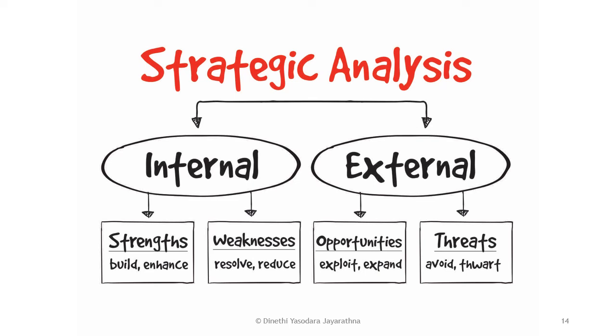Then after doing an internal analysis, you have now identified the strengths and the weaknesses. Then you have to prepare strategies to build and enhance the strengths. For weaknesses, you have to develop strategies to resolve them, and if you can't resolve them, to reduce them. That's where the SWOT analysis finalizes. Merely identifying the opportunities, threats, weaknesses and strengths will not finish your SWOT analysis. That is just doing an analysis, but it has to be a strategic analysis.